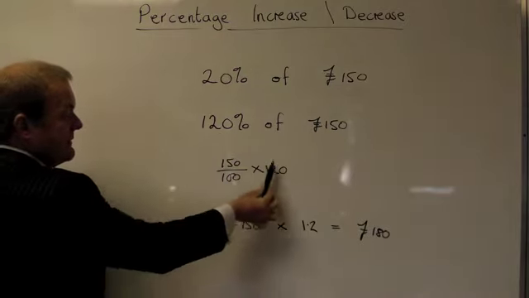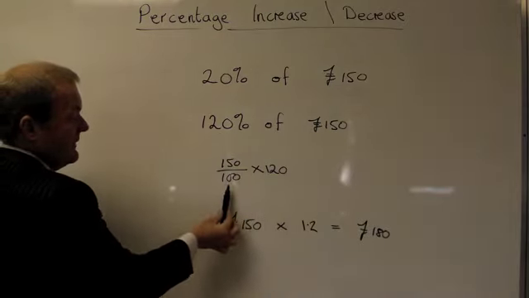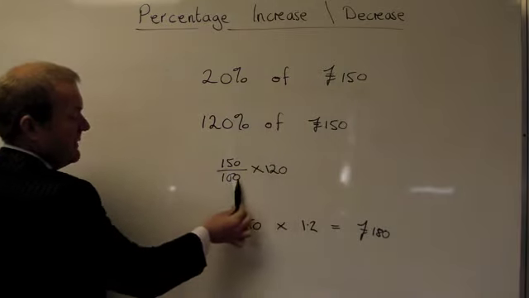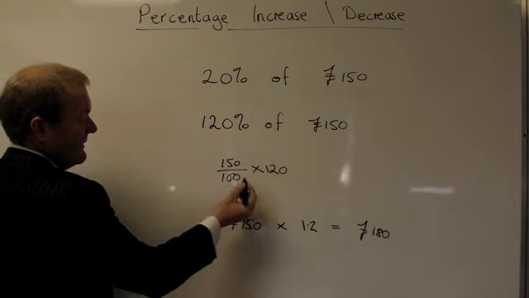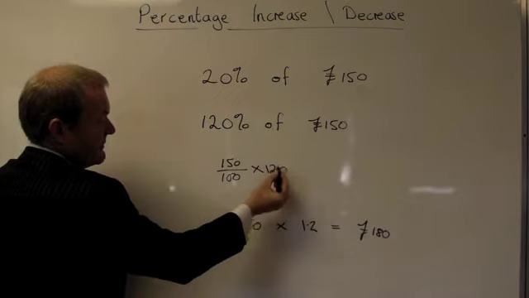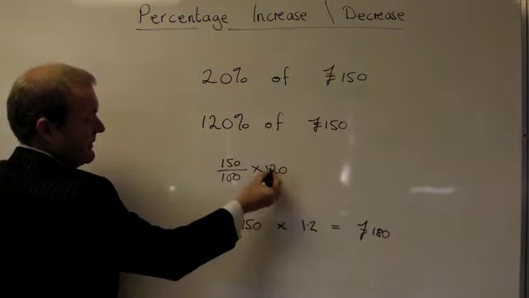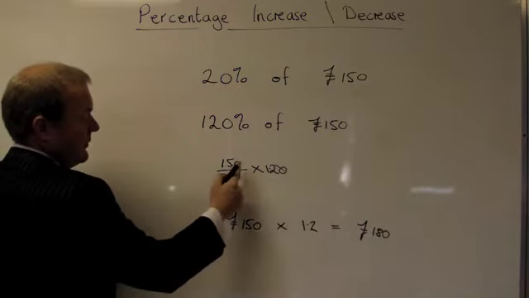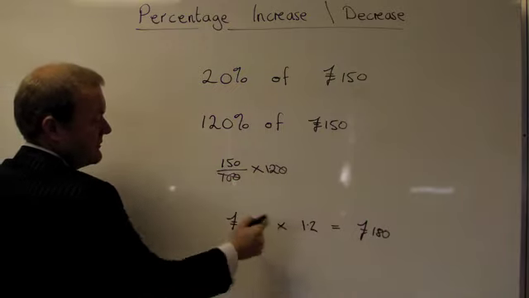And in fact you can see where the multiplier comes from here, because if I'm timesing by 120 and dividing by 100, effectively I can divide this 120 by my 100, I can take my decimal point to there, and then it will be like that, so that will cancel. So I'd end up with 150 times the 1.2, so it comes from the same point.